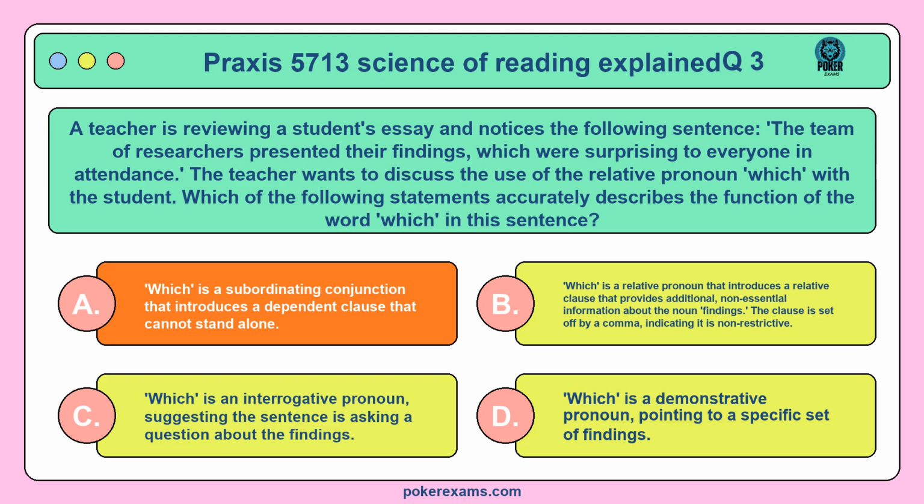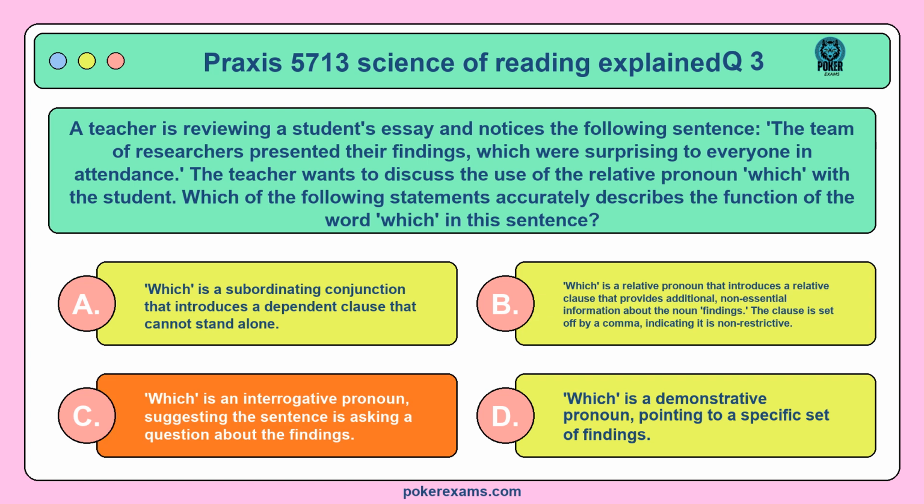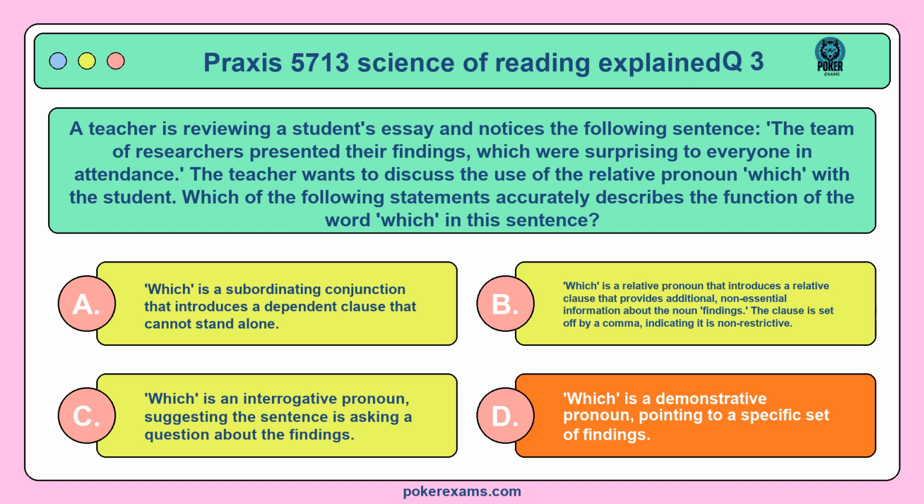Option A. Which is a subordinating conjunction that introduces a dependent clause that cannot stand alone. B. Which is a relative pronoun that introduces a relative clause that provides additional, non-essential information about the noun findings. The clause is set off by a comma, indicating it is non-restrictive. C. Which is an interrogative pronoun, suggesting the sentence is asking a question about the findings. Or D. Which is a demonstrative pronoun, pointing to a specific set of findings.